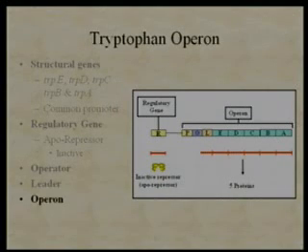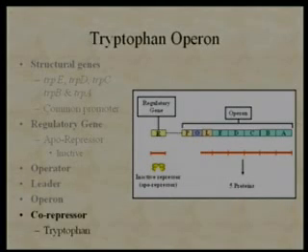Again, here's the operon. It includes the structural genes being regulated as well as the promoter and operator region that are involved in the regulation. It does not include the regulatory gene. The regulatory gene regulates the operon. And in this case, as I said, the co-repressor is going to be tryptophan. And since the repressor is synthesized as an inactive form, sometimes you'll see it referred to as the aporepressor.